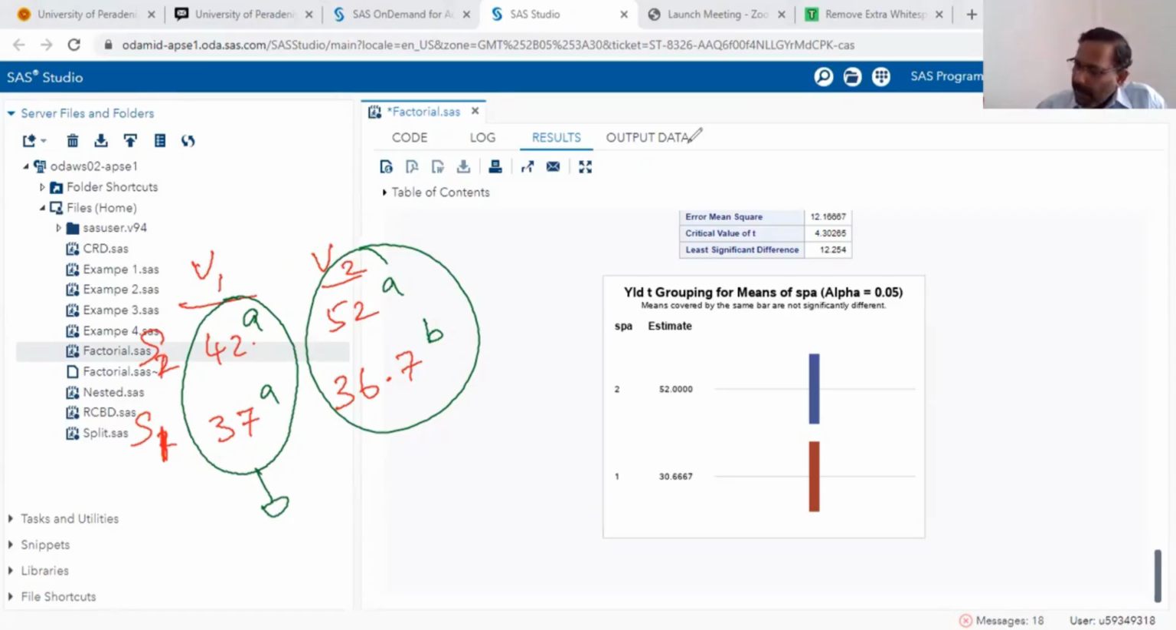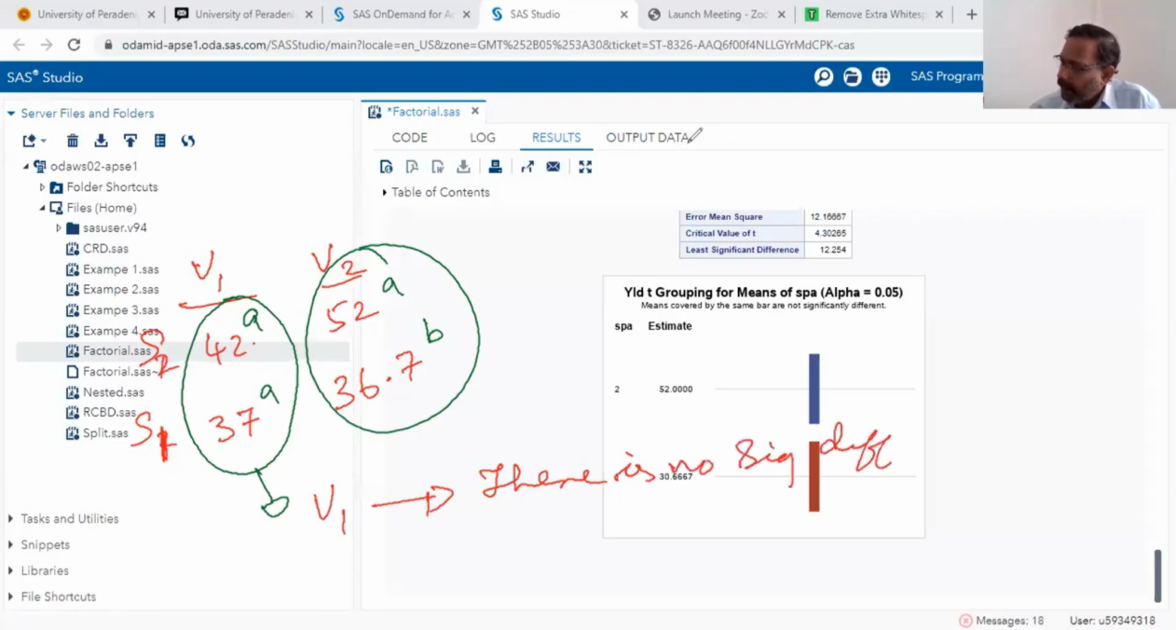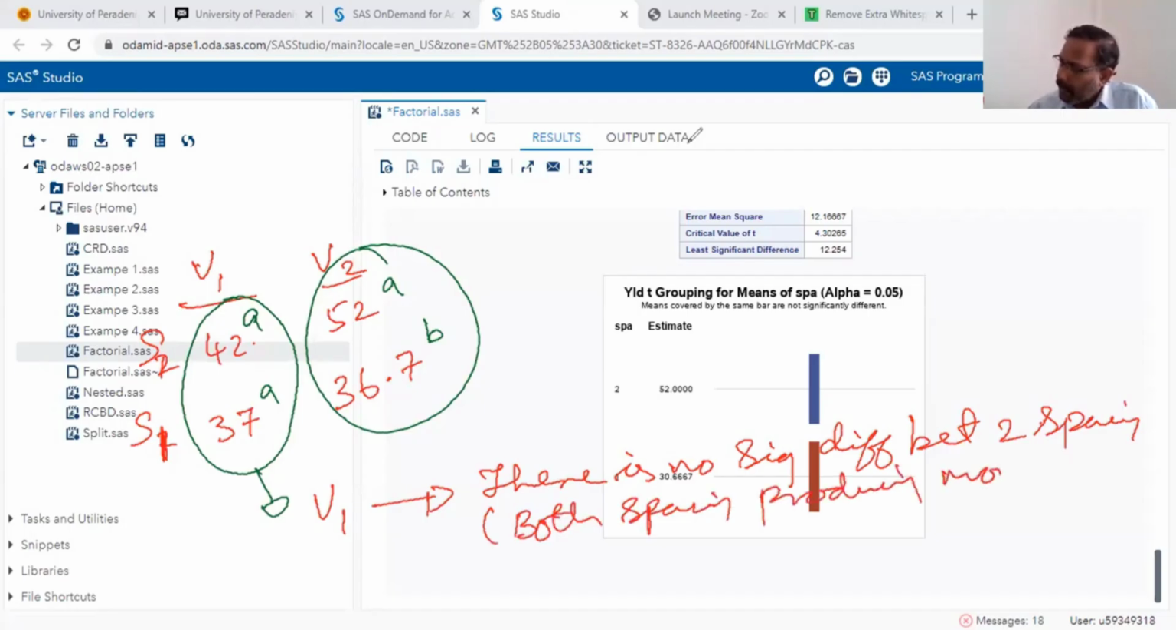This is the story. If you take variety 1, there's no difference between these two spacings. Another way to say it, rather than saying there's no significant difference between two spacings: both spacings produce more or less the same yield. There's no significant difference between two spacings in yield.